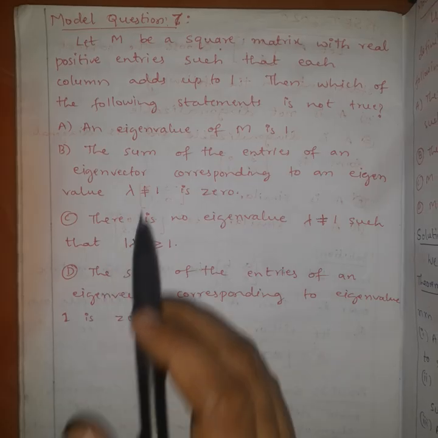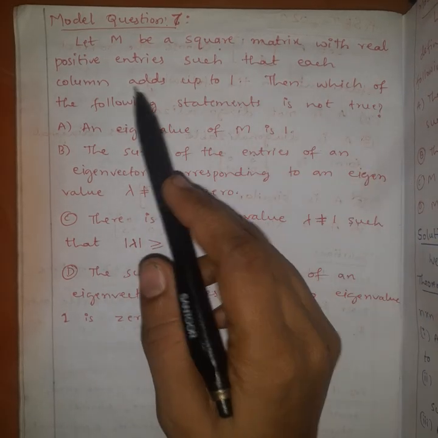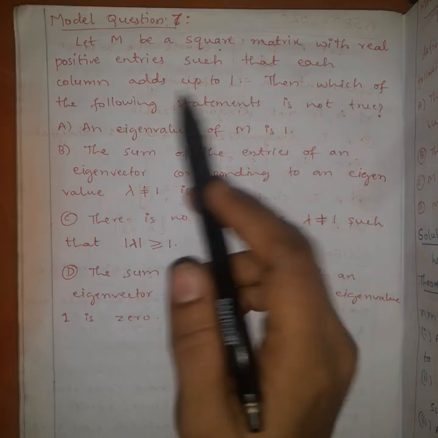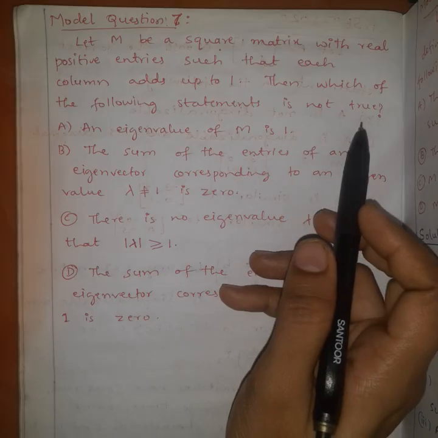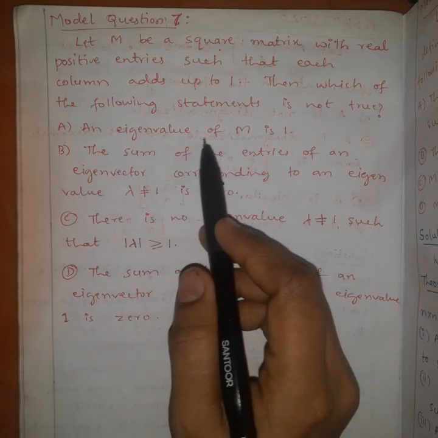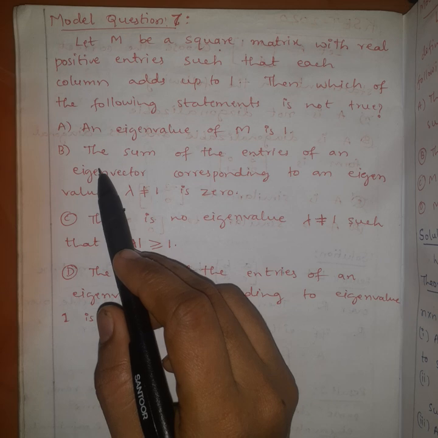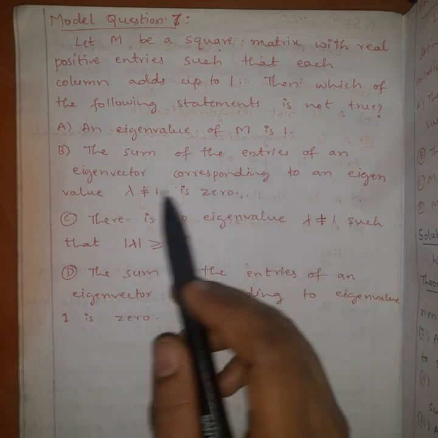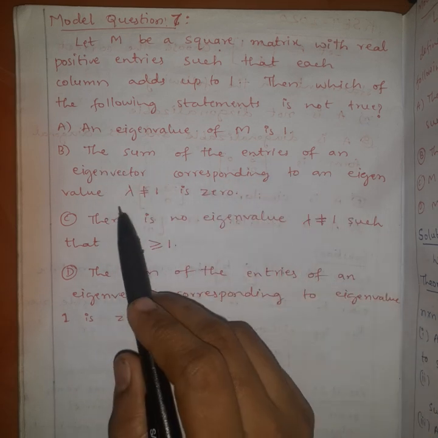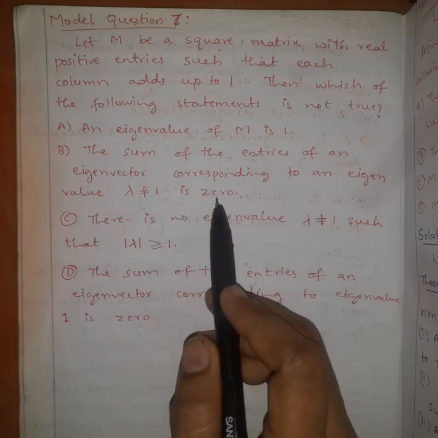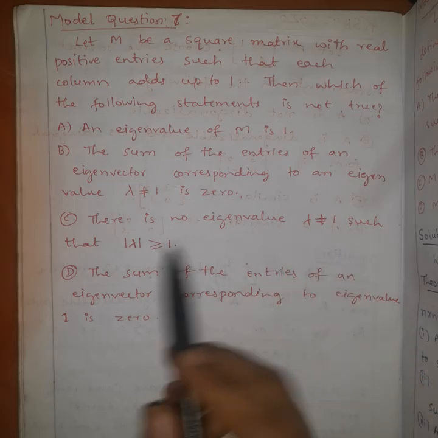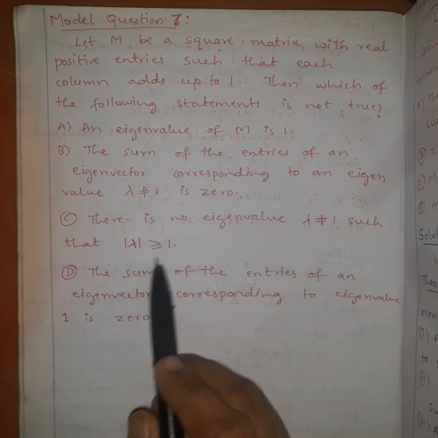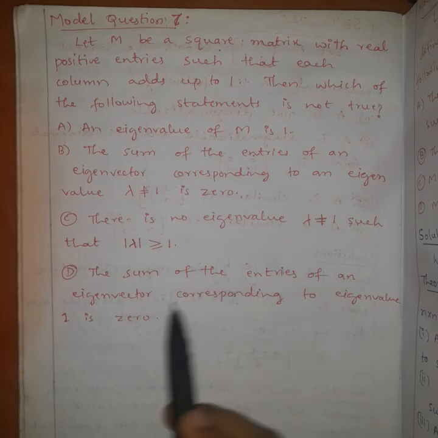First question, let M be a square matrix with real positive entries such that each column adds up to 1. Then which of the following statements is not true? Option A, an eigenvalue of M is 1. Option B, the sum of the entries of an eigenvector corresponding to an eigenvalue lambda not equal to 1 is 0. Option C, there is no eigenvalue lambda not equal to 1 such that modulus of lambda greater than or equal to 1. Option D, the sum of the entries of an eigenvector corresponding to eigenvalue 1 is 0.